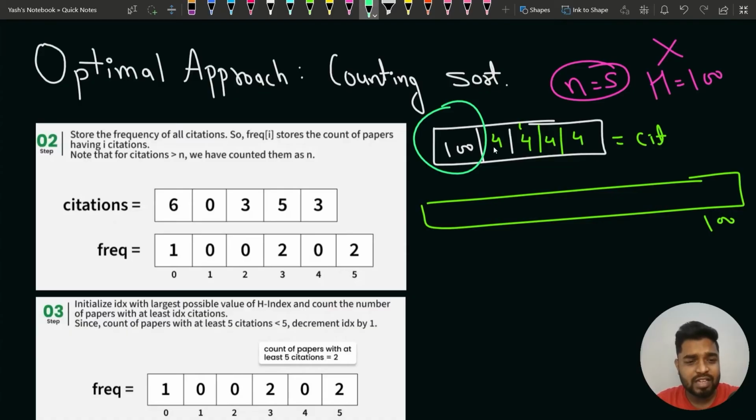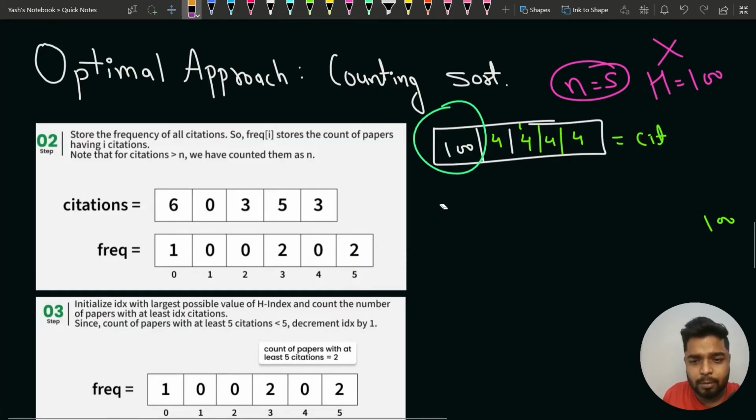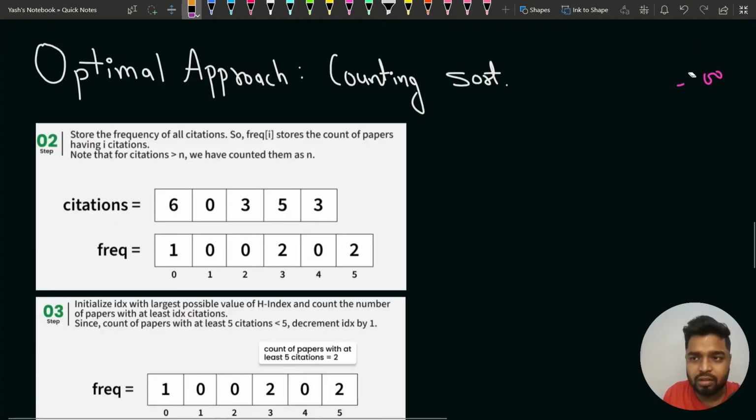So that is why the frequency array should be the same as the size of the citation array. We have declared the frequency array till the index 5 only, because in the best case, the frequency array will be of n plus 1 size, because the array is based on 0 based indexing here. So for this purpose you only need to declare an n plus 1 size frequency array. I hope this is clear.